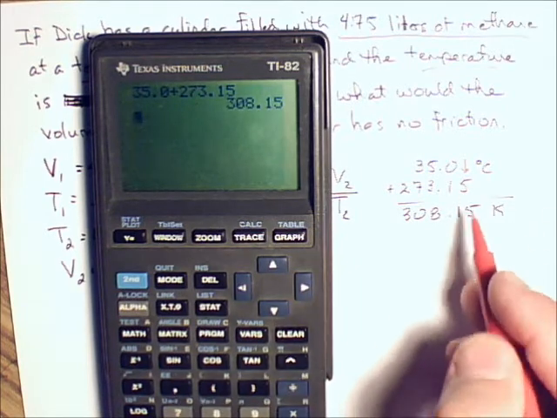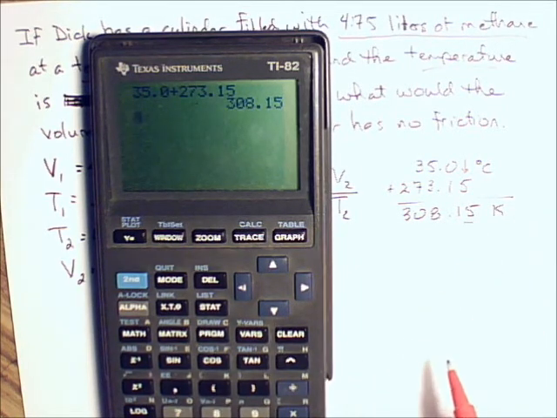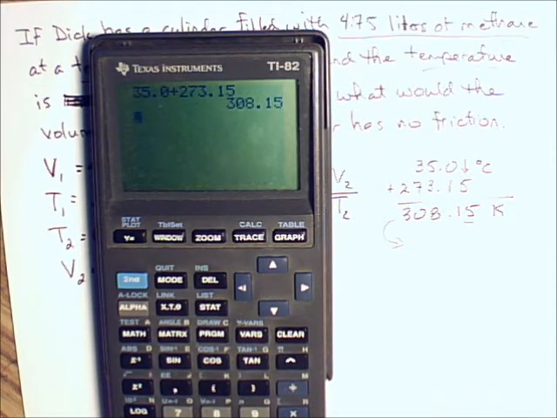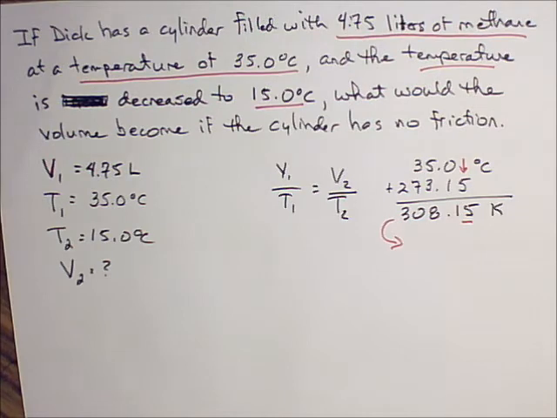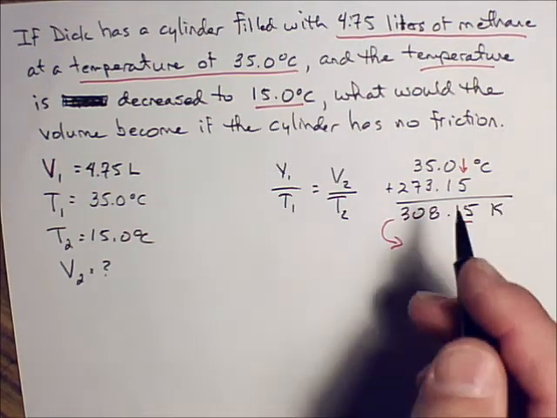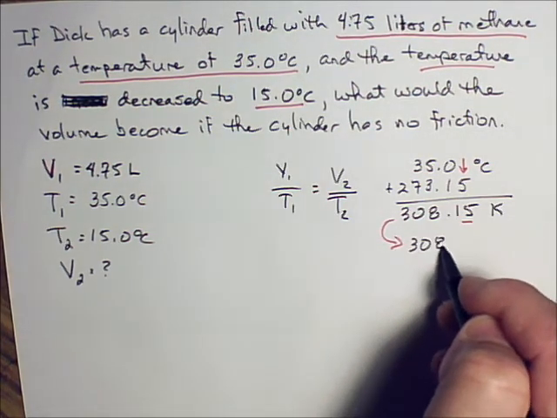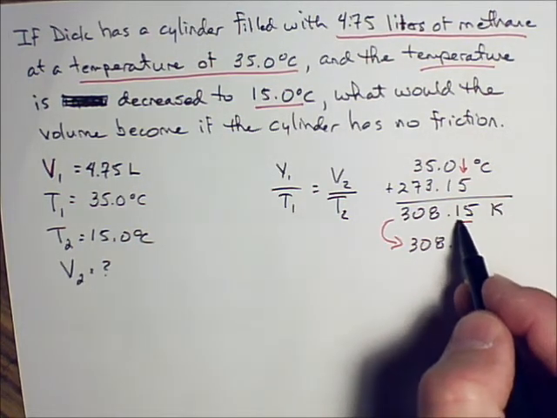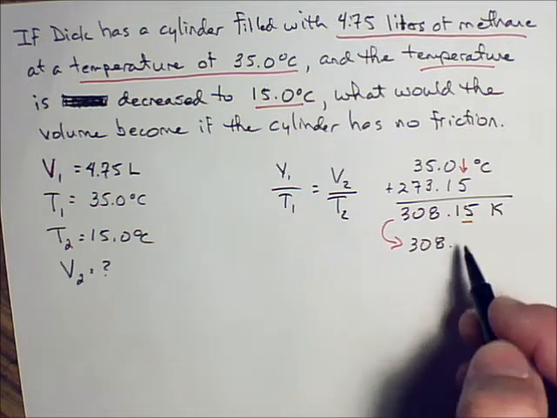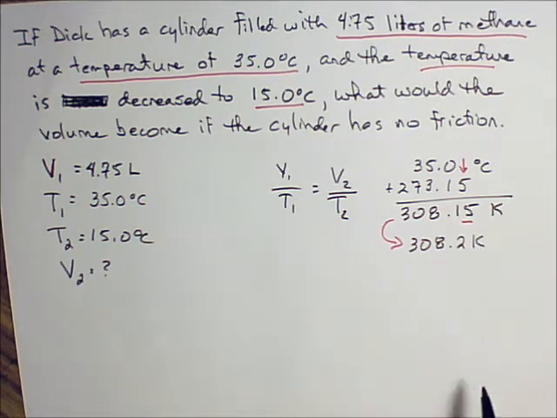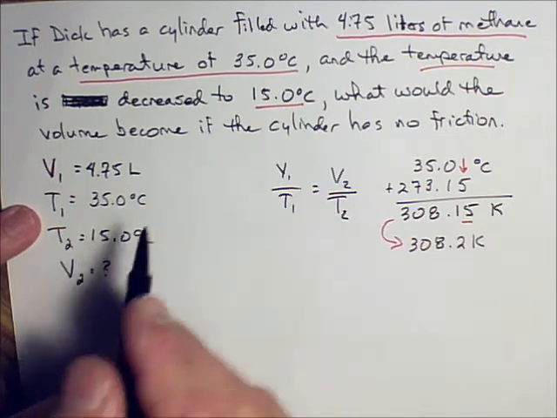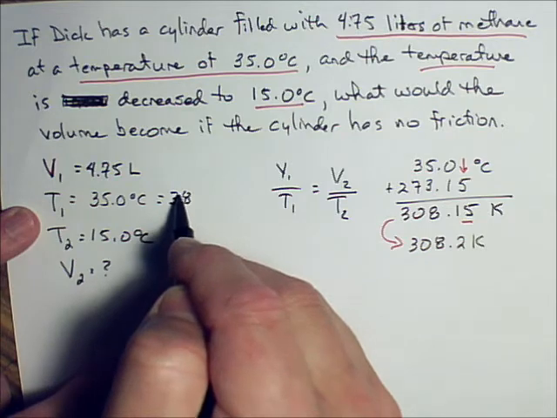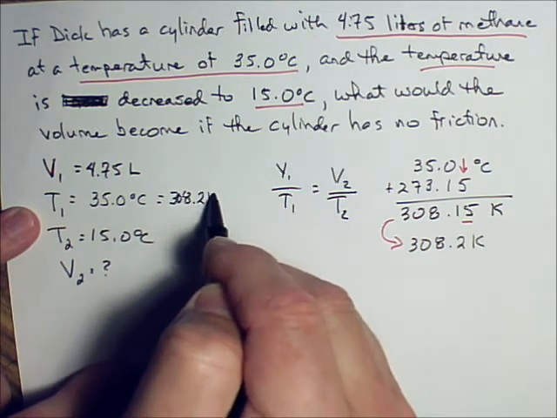Okay? All right, so we have a digit here that's going to be insignificant, so we're going to round this number then. Our temperature is going to be 308 point 2. The 5 makes the 1 round up to a 2. So this temperature over here then becomes 308.2 K. All right?